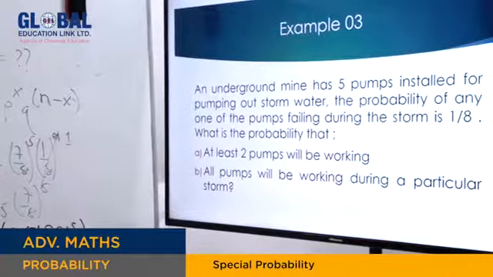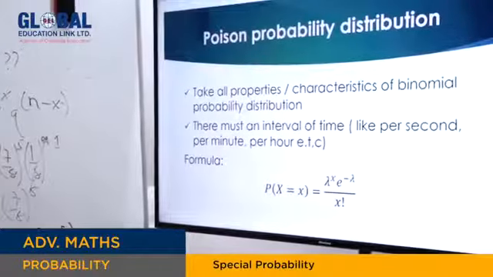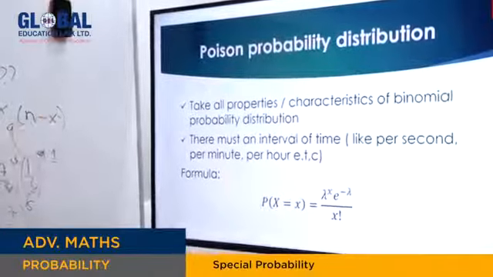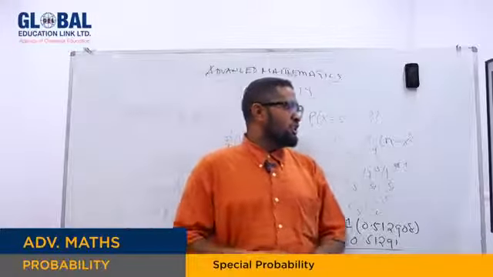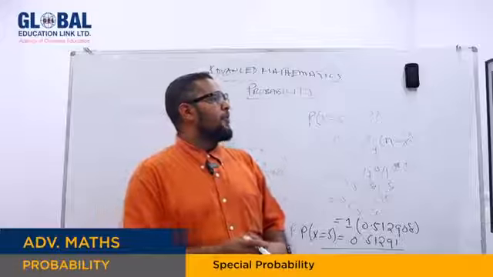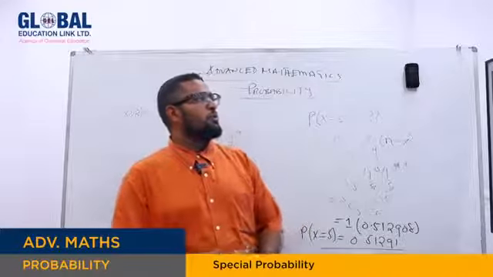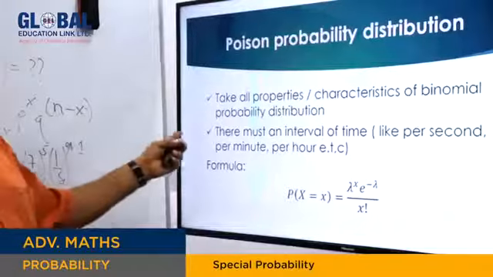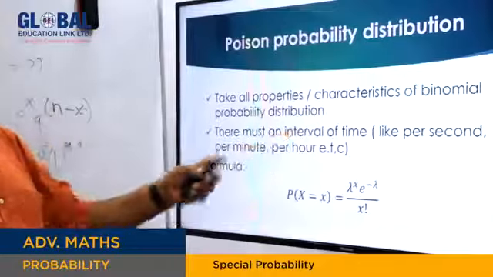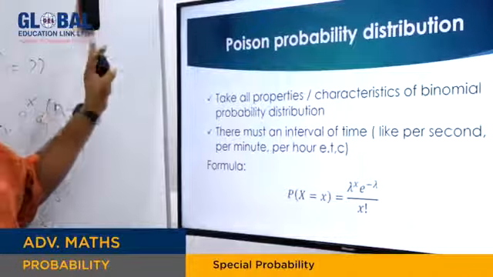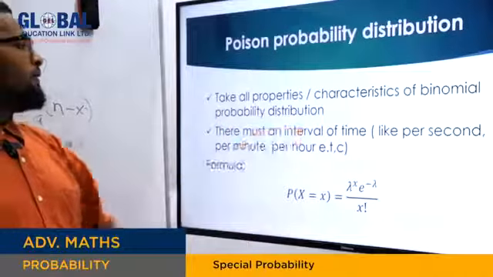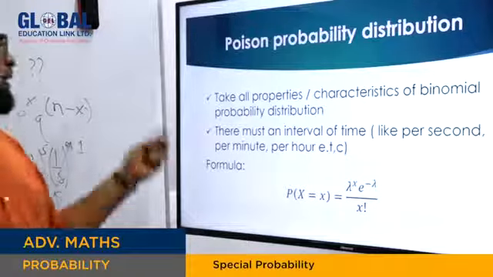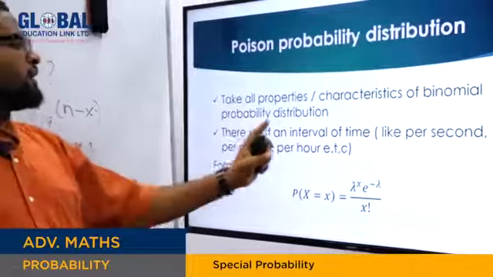Now, after that example, let's turn to the Poisson probability distribution. As I said when I was opening the session, we'll be discussing probability under binomial. Second will be on Poisson probability. The Poisson probability distribution also takes all properties, all characteristics of the binomial probability distribution. It means all 3 properties that are under the binomial probability distribution also apply in the Poisson probability distribution, my dear student. But we have another one: there must be an interval of time.